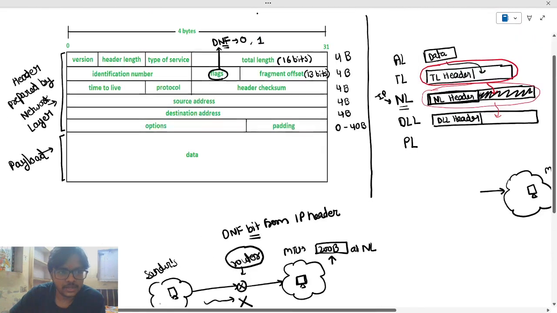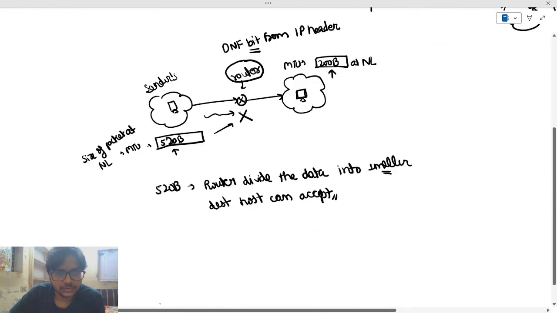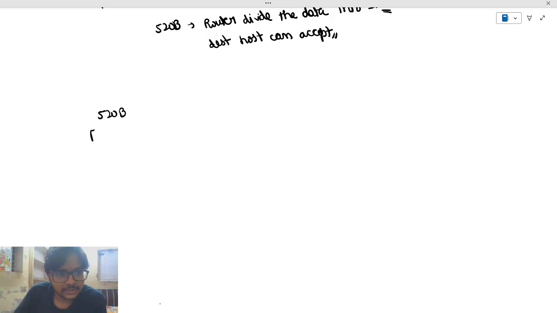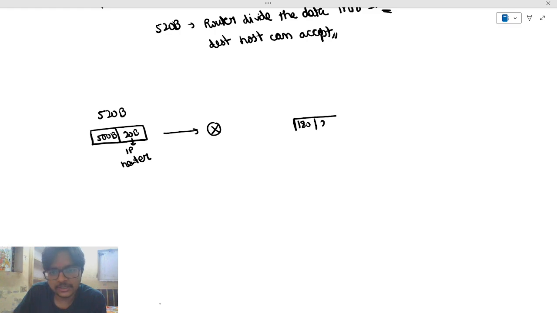So now let's see. This is the 520 bytes: 500 bytes is the data and 20 bytes is the IP header that is attached by the sender. Now this has reached the router. So now the target is 180 bytes of data and 20 bytes of header. This forms a total of 200 bytes.